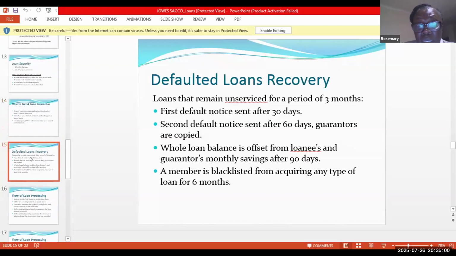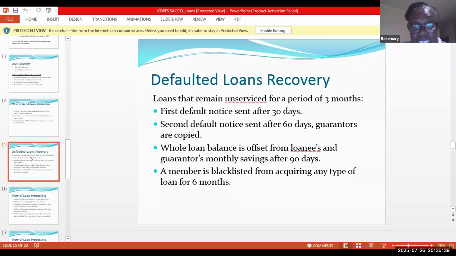What happens when you have defaulted in paying a loan? What is the recovery process? One, when they're issuing you the loan approval letter, it will clearly state what they will do when a loan remains unserviced for a period of 3 months. First, if 30 days have passed and you have not paid, they will send you a letter to just remind you, because sometimes maybe you forgot to pay or you are having some difficulty. They send you the first letter after 30 days.